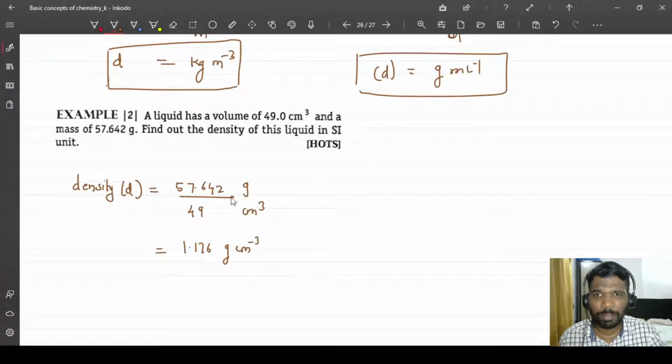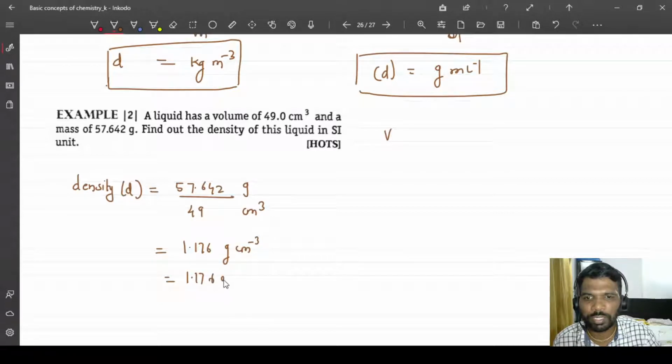Now let us say I'm converting this volume to, let's say, meter cube or a liter. Here it is grams per centimeter cube. I can still write 1.176 grams per ml. I can write this way. Let's say I'm converting this volume to a liter.